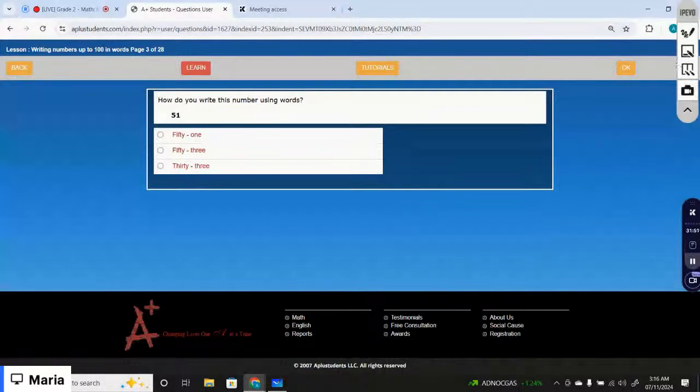How do you write this number using words? That is 51. So how do you write? The correct option is 51. Option number 1 is the correct option.